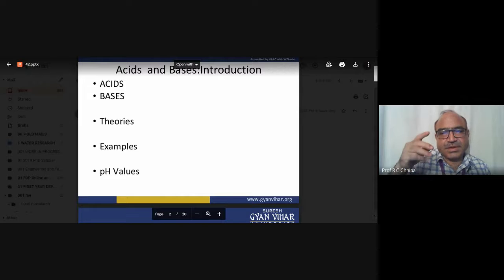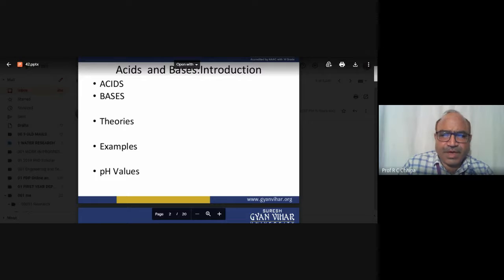Here we have Arrhenius, Bronsted Lowry, Lewis, and various examples, and one is the pH value. The pH value is the measurement of acidity and alkalinity, ranging from 0, 1 to 14. However, there are still certain other strong acids available.